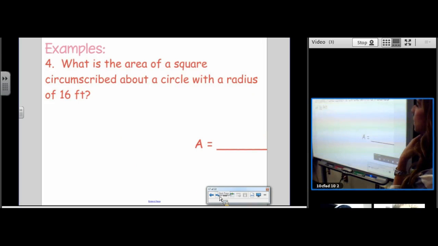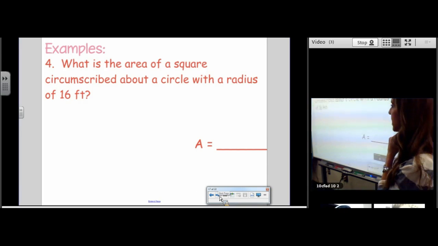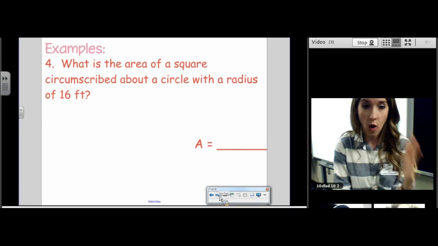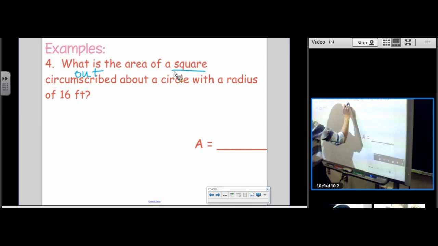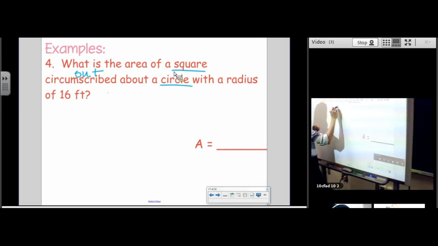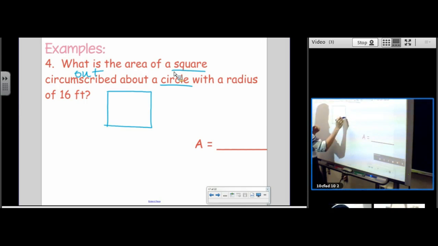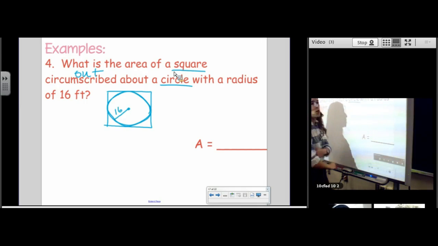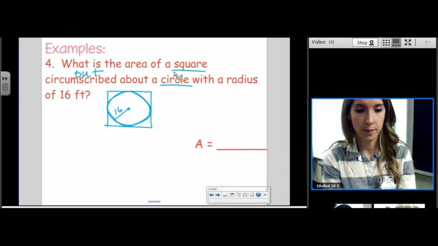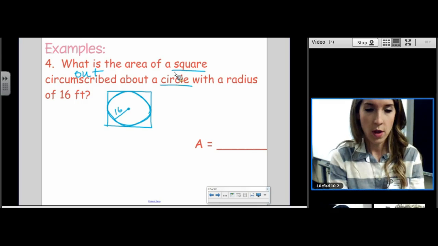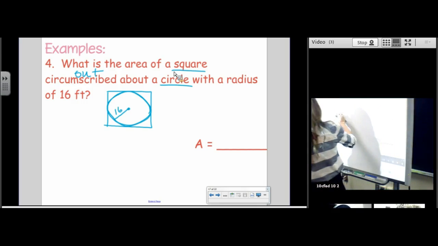What's the area of a square circumscribed about a circle with a radius of 16? This one is really important. Watch me, okay? So, the square is outside the circle. So I need the square to be outside the circle. The circle has a radius of 16. Would that be a good radius to draw? Would that radius help me solve this problem? No. So be careful, that radius doesn't help me.